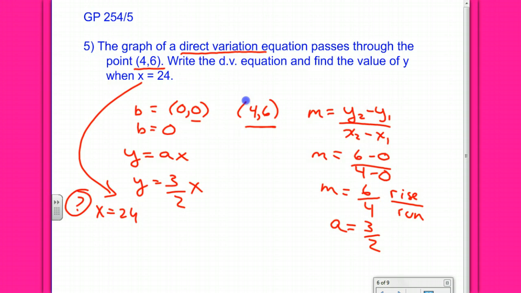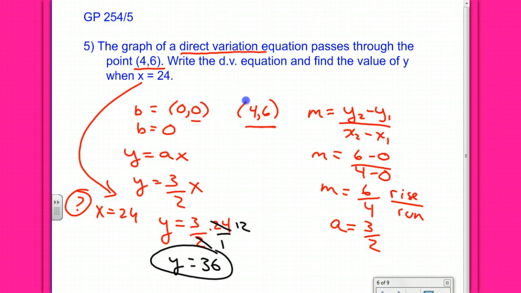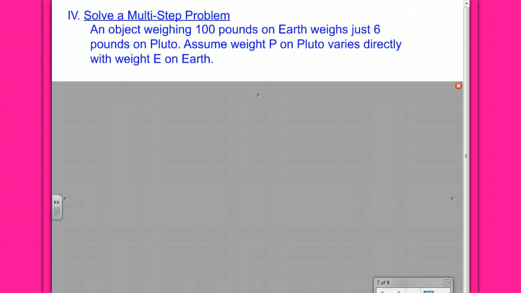All you have to do is plug it in, right? y equals 3 halves times 24. And when you do, 2 goes into 24, right? 12 times, and y equals 36. Very good. So we can write a direct variation equation just by finding slope, which is also known as the constant of variation.